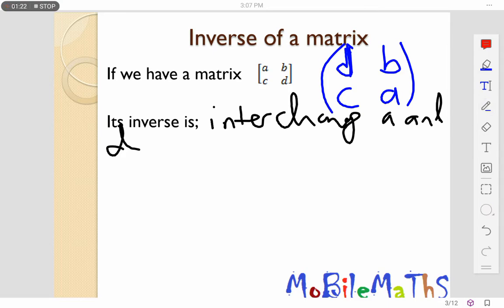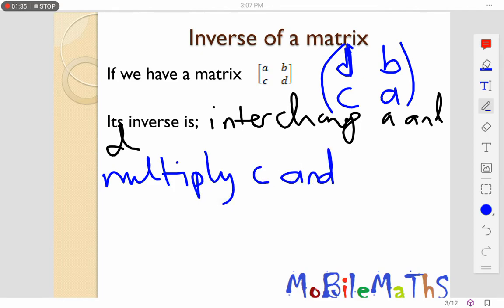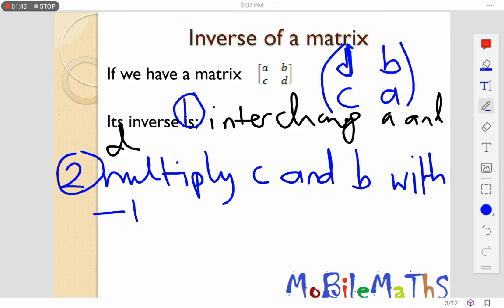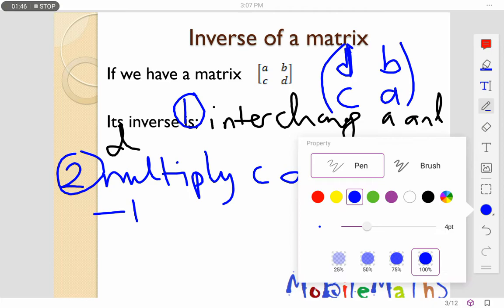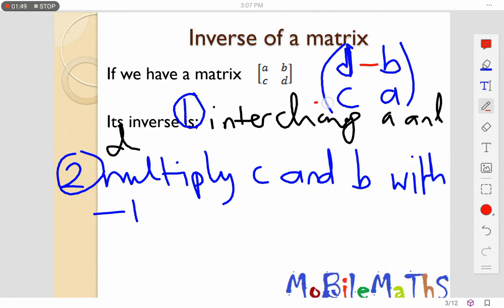The second stage, we multiply B and C with -1. Let me write that. Okay, so that was the first stage. This is the second one. If we multiply by -1, what we will get at the end of the day is minus B, minus C.